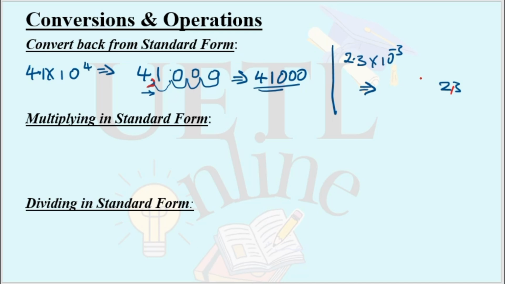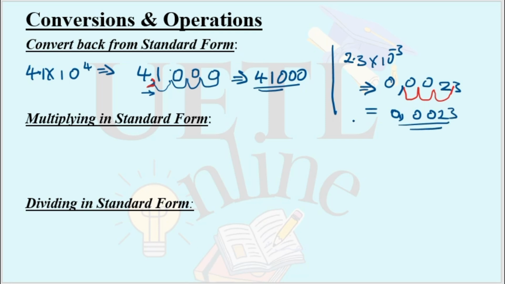Okay, so this means that here you're going to say 1, 2, 3. When there is no number, you're going to put 0. Here you're going to put 0, 0. This means that there is a comma here when there is no number here. So this number, 2.3 times 10 to the power minus 3, in ordinary form is going to be 0.0023. Okay, so this is how we do it.